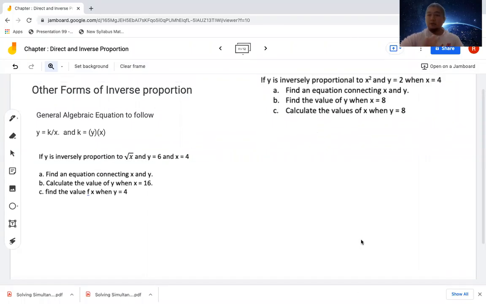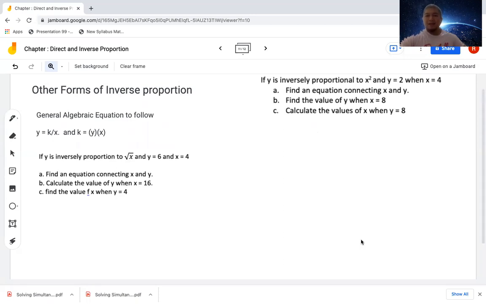All right, guys, we're now down to the last part of inverse proportion, and it's all about algebraic equations and solving other forms of inverse proportion using algebraic equations and answering word problems involving inverse proportion. Again, the formula that you need to remember is y equals k over x, and k equals y times x.